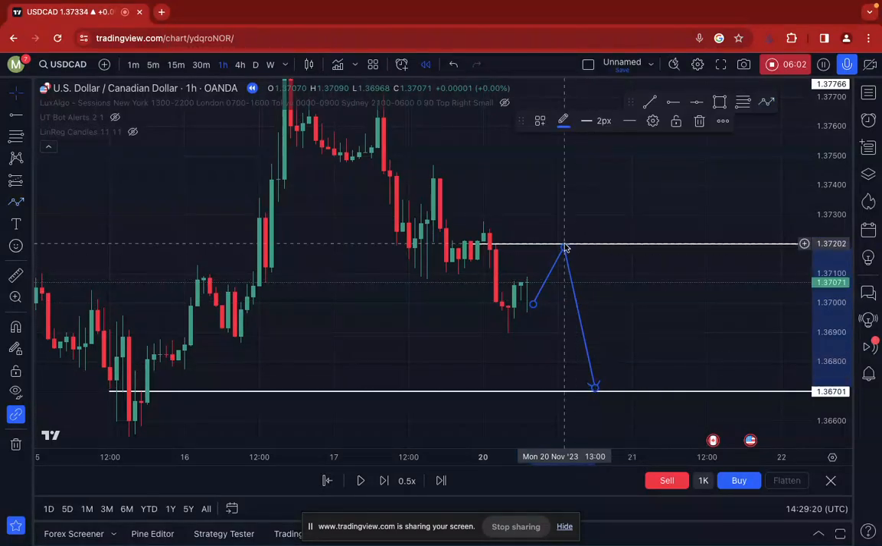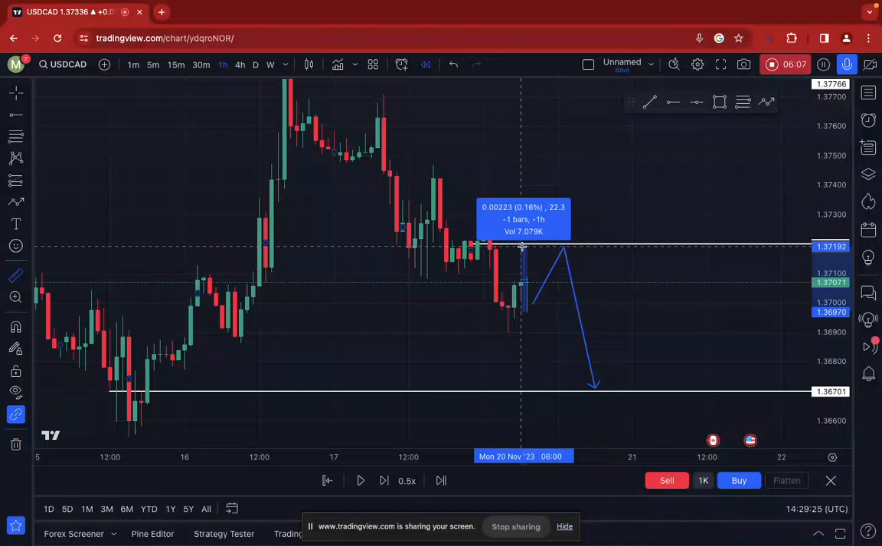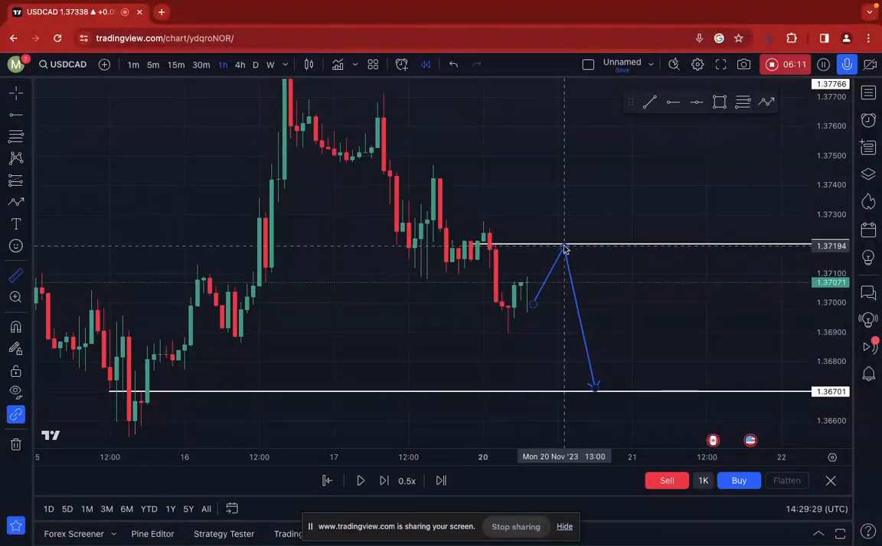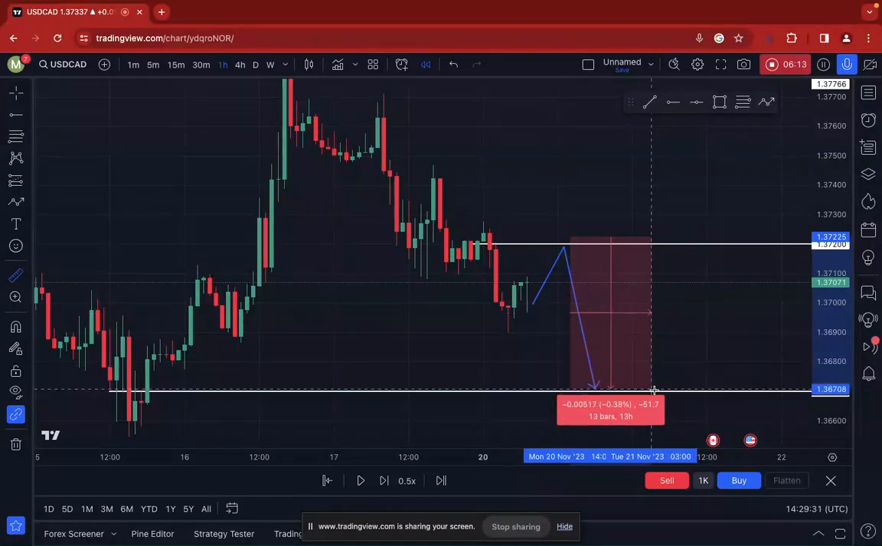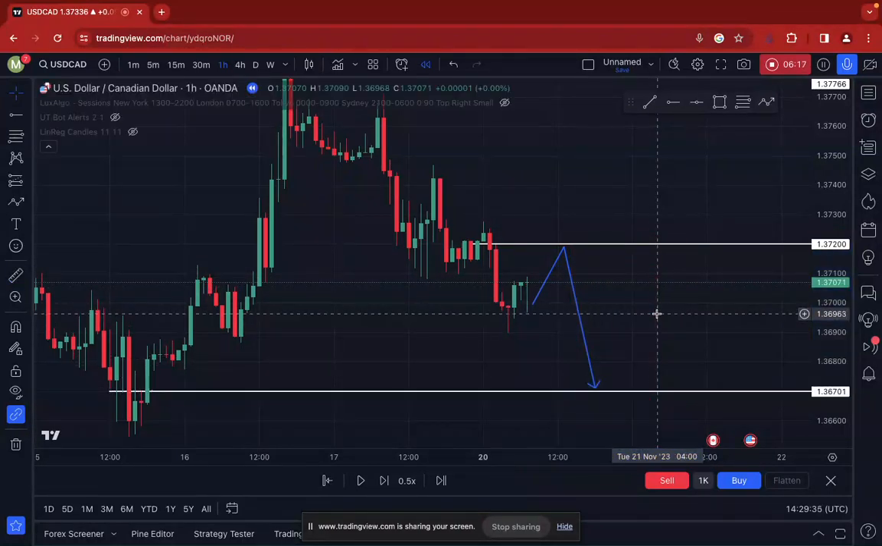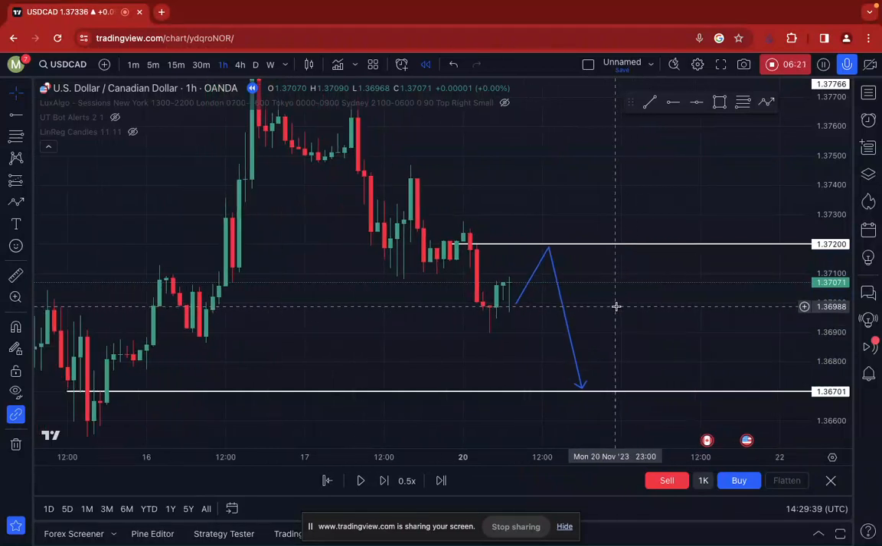So if I'm getting into London session, if you take a look at this move from here to here, this is around 22 pips. If we also look at this move from here to here, this is around 53 pips. So these are all predictions, guys. All right, we're looking at high entry probability areas. So after that, what will I do?